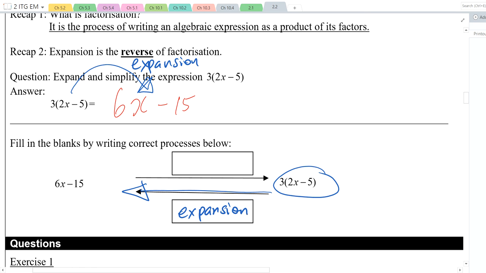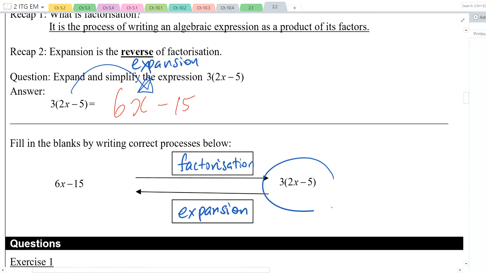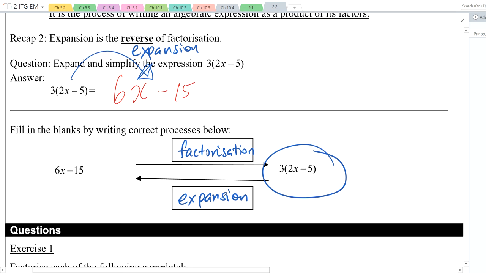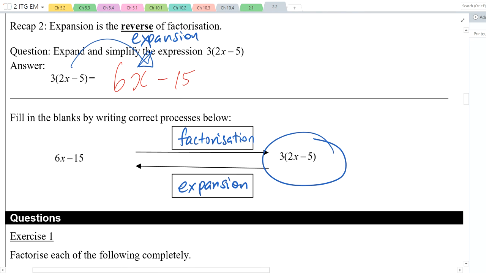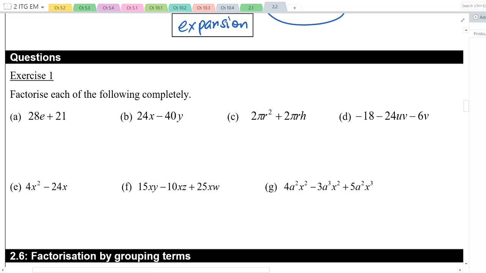What if we go from 6x minus 15 to 3 times of 2x minus 5? What is it called? Factorization. Are you all familiar with getting 3 times of 2x minus 5 from 6x minus 15? Okay, let's practice. Exercise 1.